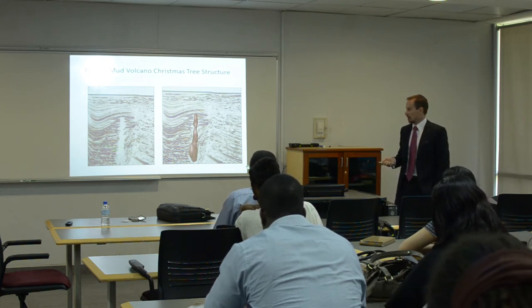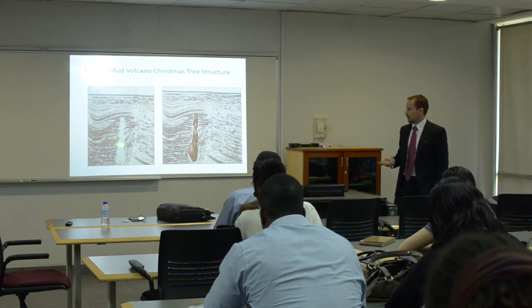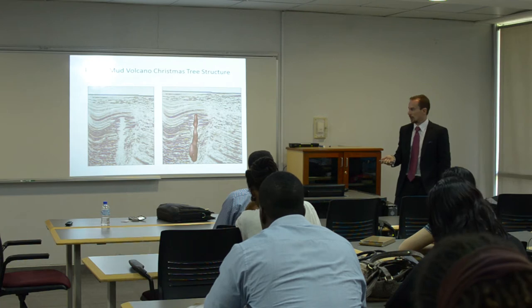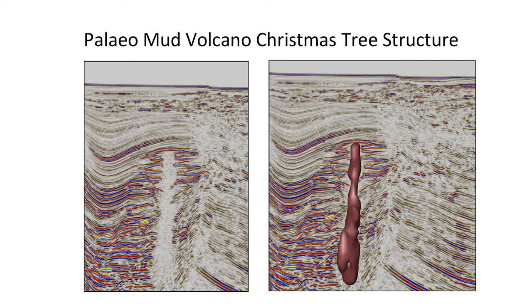Some of the characteristics of this are that we've got this quite narrow zone of very poor reflectivity. There's basically no reflector continuity. It's very low amplitude, very chaotic. And then immediately adjacent to that, we've got this stack of high amplitude reflectors. Now this area of low amplitude, if you were to slice it in other orientations, would show the same width. It's a pipe shape that's subvertical to vertical.